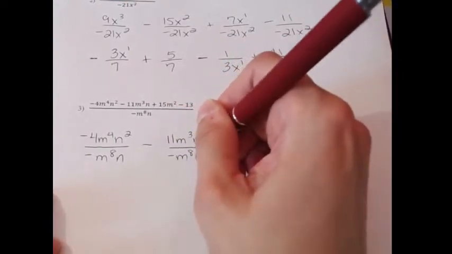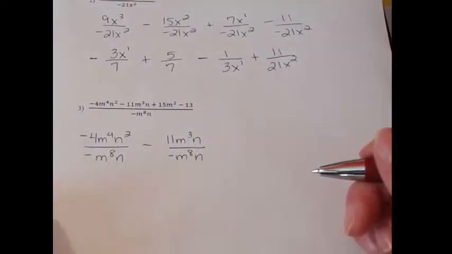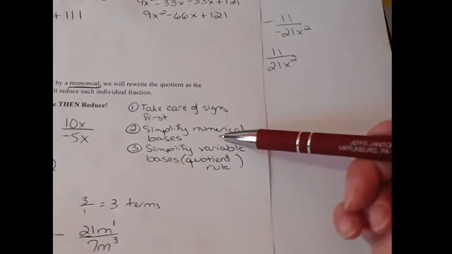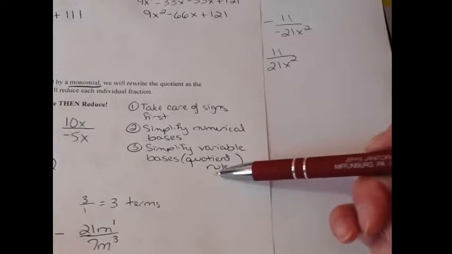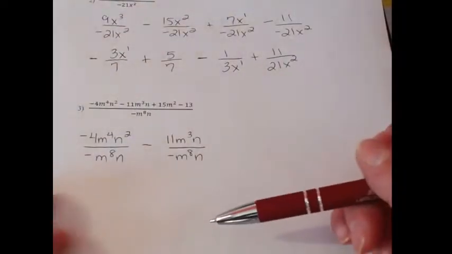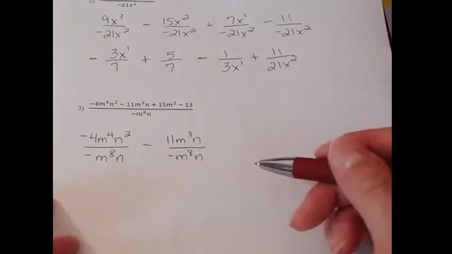As we're doing this, did writing out the steps help? Did writing out take care of the signs, simplify numerical basis, simplify variable basis? Did this idea help in your understanding and division of polynomials? Share in the chat your thoughts.